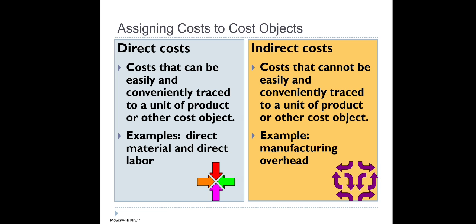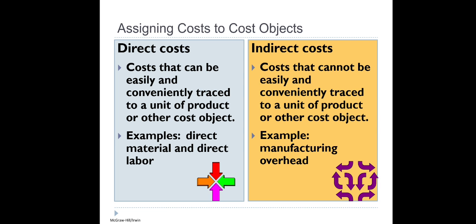Indirect costs are costs that cannot be easily and conveniently traced to a unit of product or other cost object. For example, the manufacturing overhead. So indirect costs are costs that have no direct relationship with a product. This cost is like this. Let's say you have a factory that produces soft drinks. You have 3 flavors of soft drinks: orange, cola, and grape, for example.